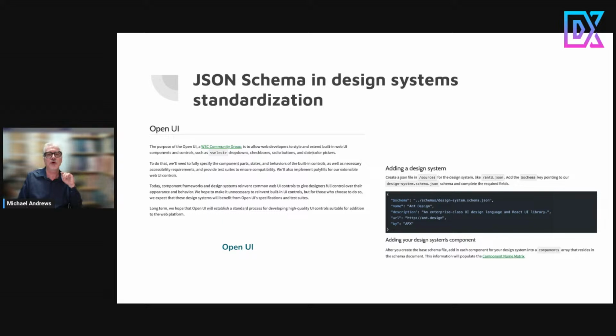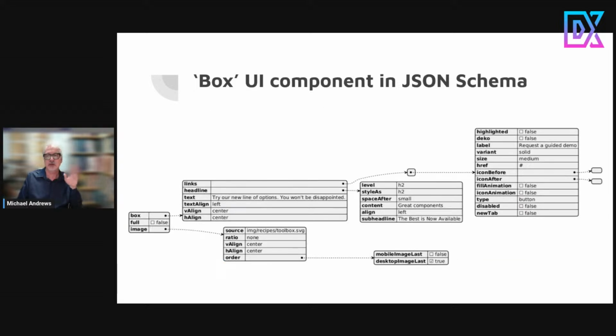Now, how will this work? I'm going to show you an example here. This comes from the Kickstart DS folks of a box UI component. And as it says on the box, it's just a box. That's all it does. But it holds some content. It needs some styling, things like that. So on the far left, we see it's a box. The box has some things associated with it. Also has an image.